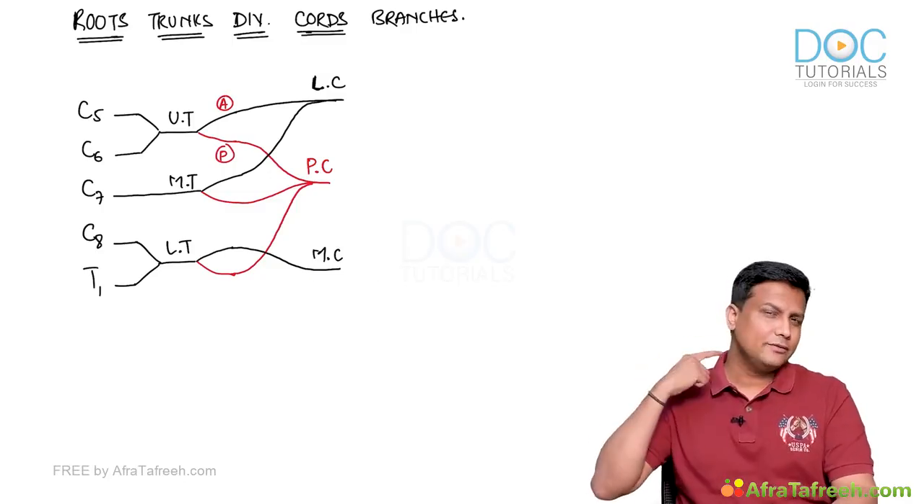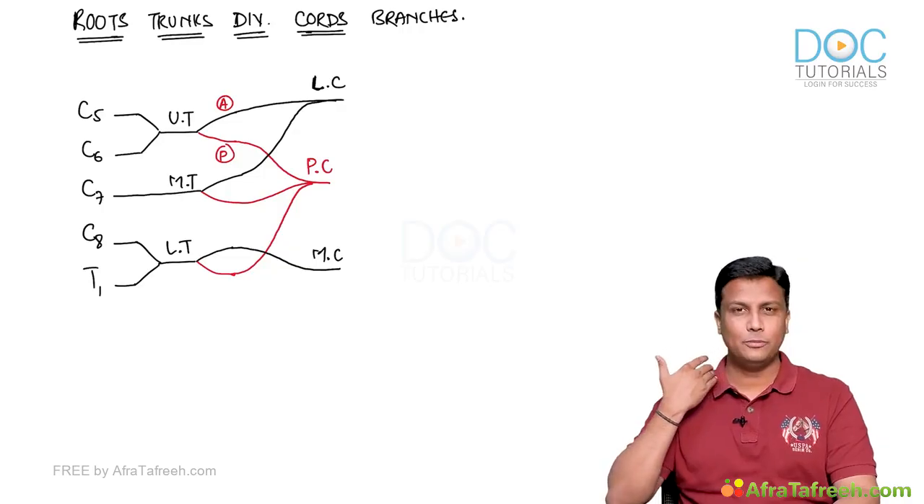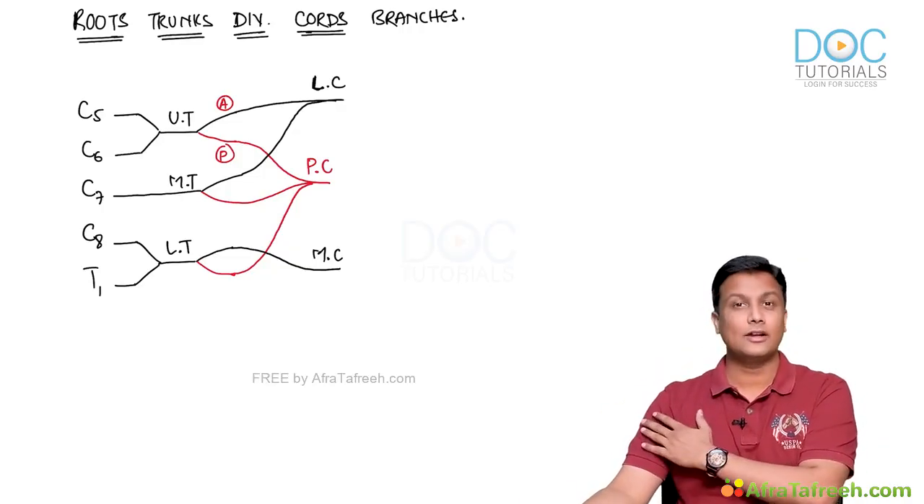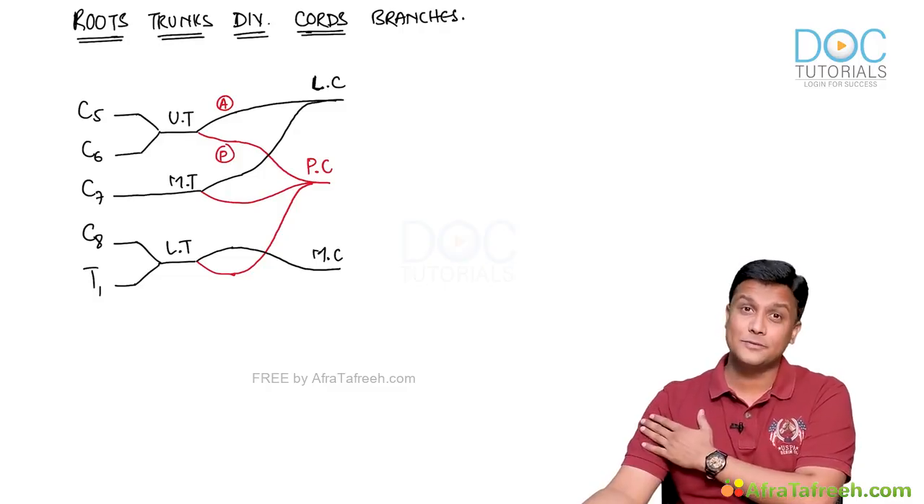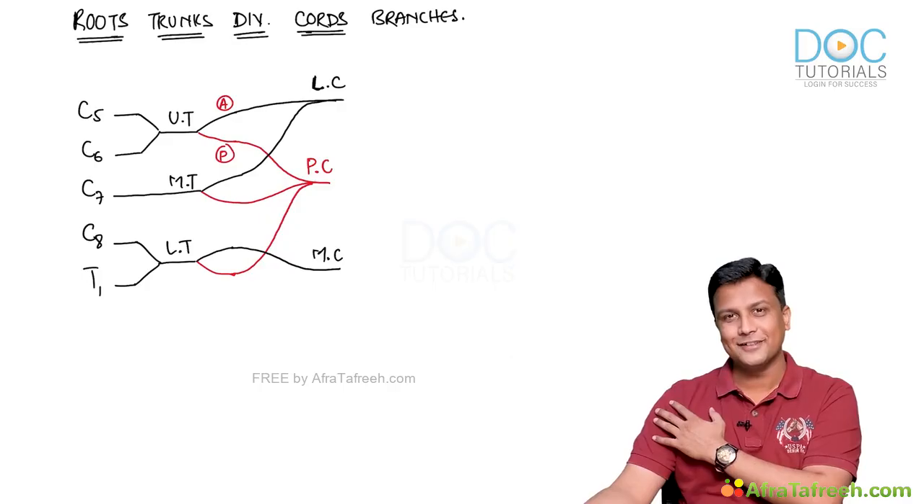You know? So somewhere here you'll be having your C5 to T1. That is the roots here. Roots will combine to form trunks here. Then there will be division. And divisions will further be combining to form your chords. So basically, where are the chords present? The chords are actually present in the axilla here.